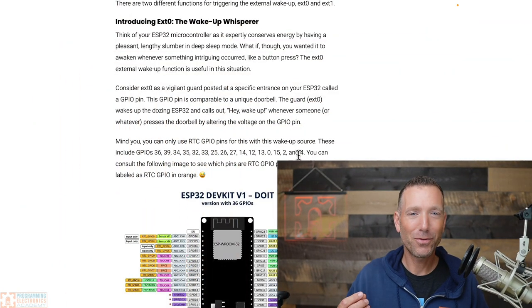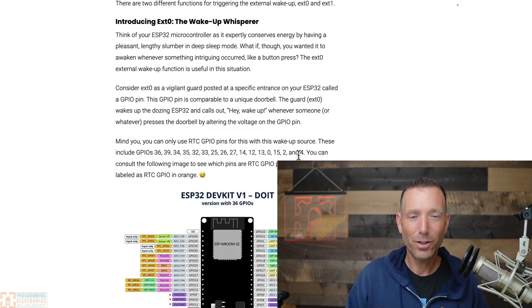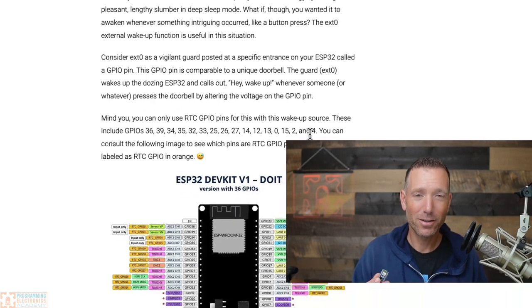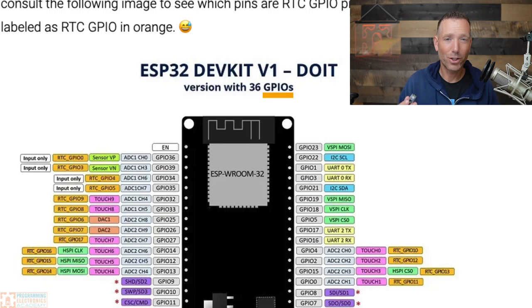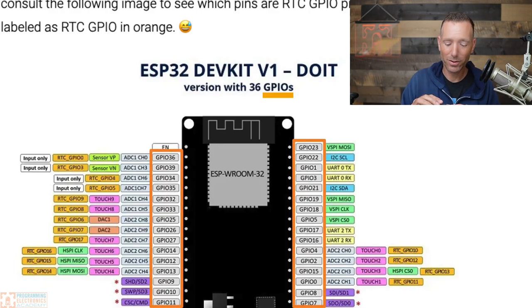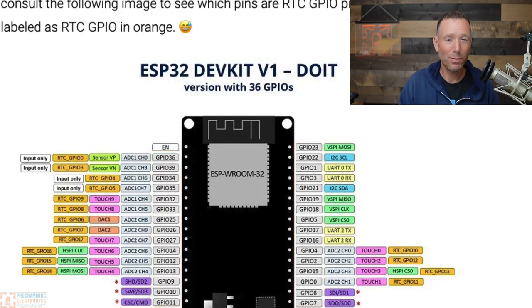I like to think of EXT0 as a vigilant guard that you can post next to different entrances on your ESP32. Now, the different entrances are the GPIO, or general purpose input output pins. You know, so like all the little pins on the chip, those are your GPIO. Now, there's only specific GPIO where you can post EXT0.